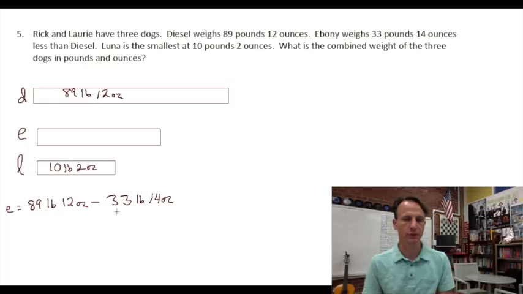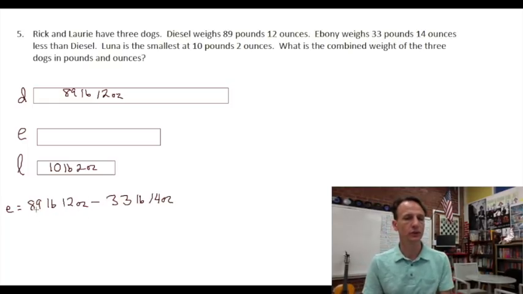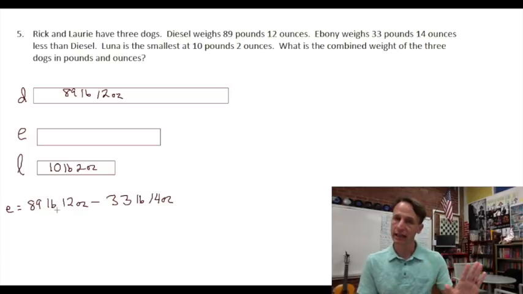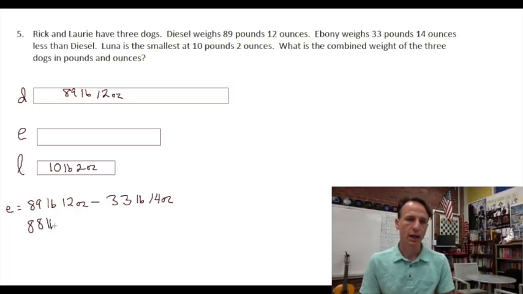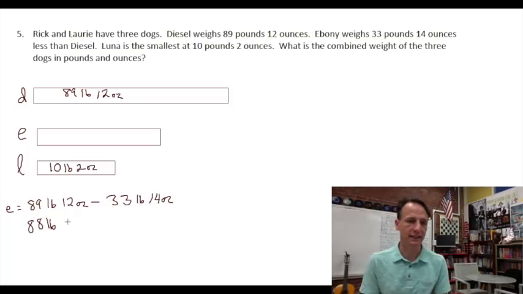14 ounces. Okay, and we see right away we can't subtract 14 from 12, so we need to decompose here. So those 89 pounds, 88 of those we'll just leave alone. And one of those pounds will decompose as ounces. Now, how many ounces are there in a pound? Very good, 16. So 16 ounces plus the 12 ounces already here. Can you do that? 16 and 12? Very good, 28.